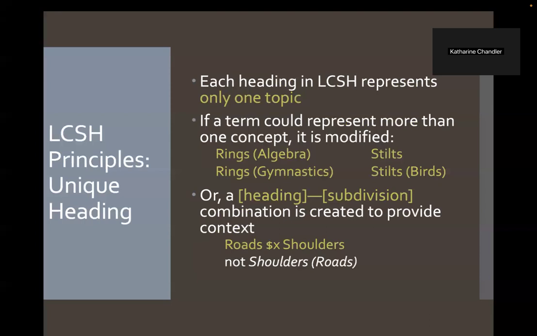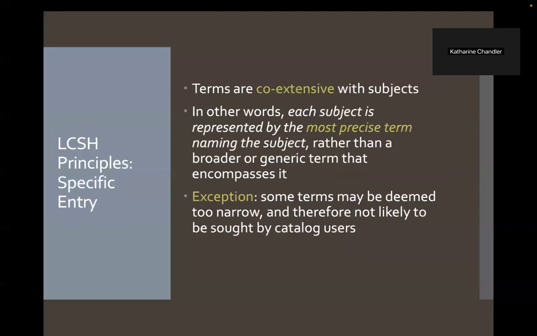Each heading in LCSH represents only one topic. If a term could represent more than one concept, it is modified: rings (algebra), rings (gymnastics), stilts, birds, or a heading-subdivision combination is created to provide context. So like roads, subfield shoulders, not shoulders that are roads.